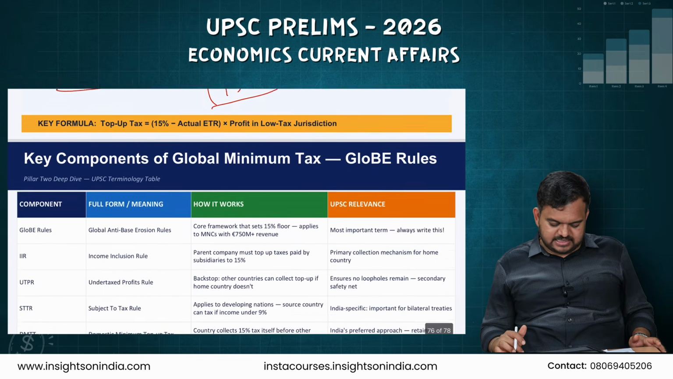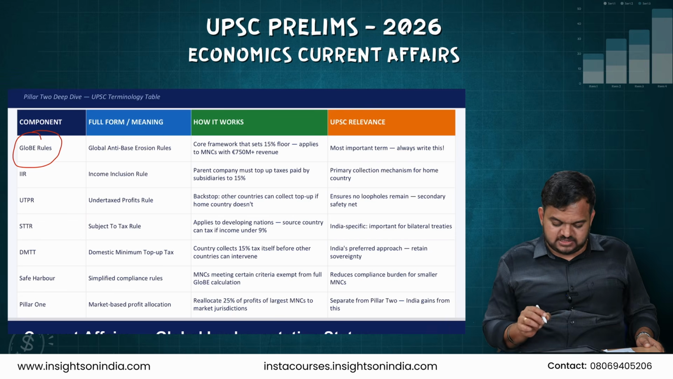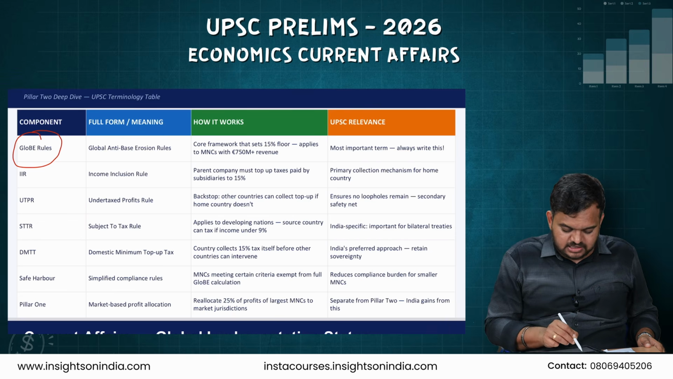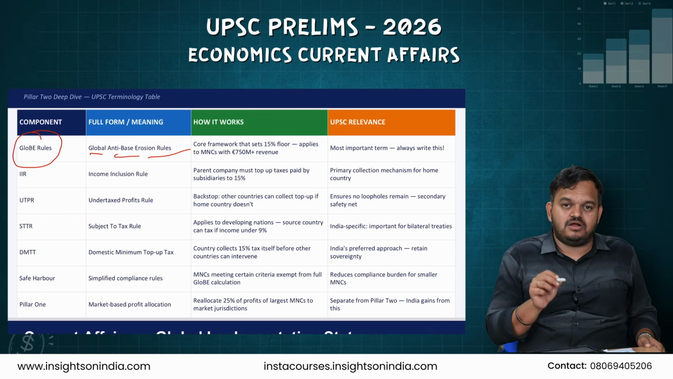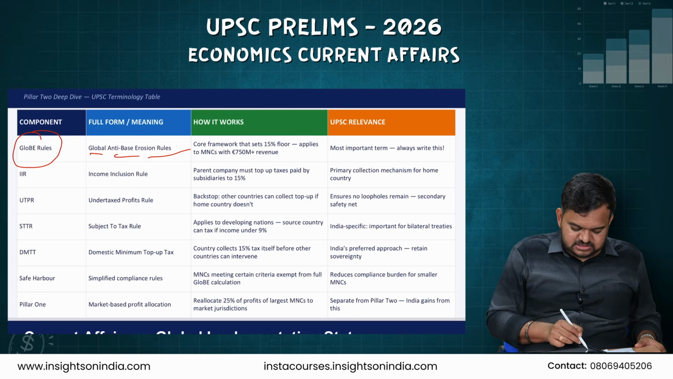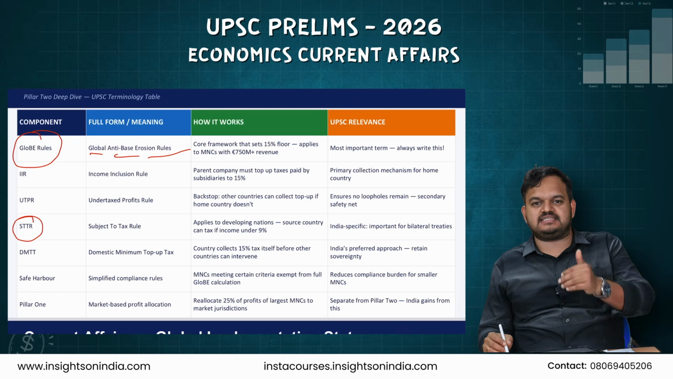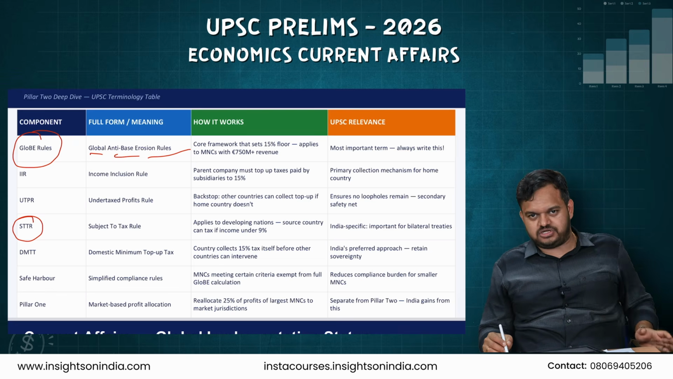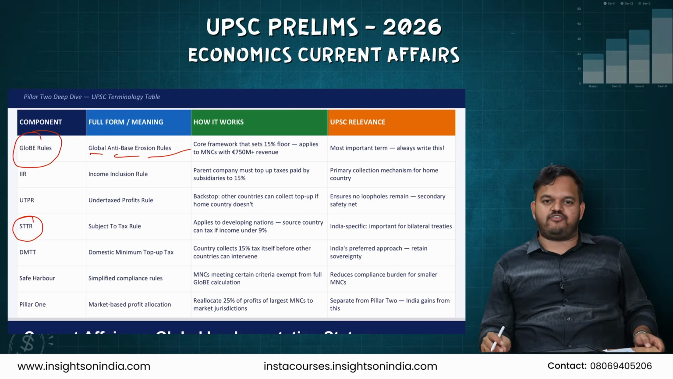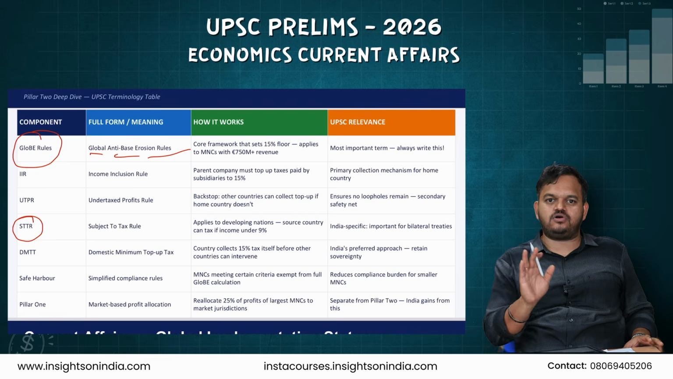Under this context, they can ask, what are GloBE rules? What is the rule? No need to worry about the rule. That is the Global Anti-Base Erosion rule. The context we must know: what is the context of the GloBE rule and the STTR rule? The context of the GloBE rule and STTR rule is global minimum taxation under the BEPS framework of OECD and G20 countries. That much, if you know, is good enough.